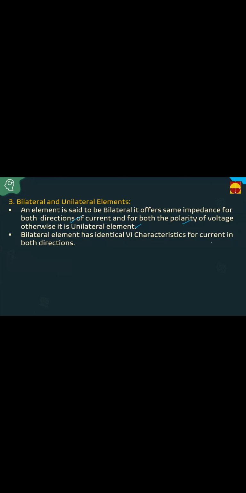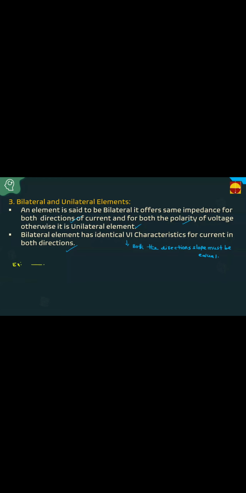A bilateral element has identical VI characteristics for current in both directions. It has identical VI characteristics, not just one equation of a straight line. Both directions must have identical characteristics. That is, the slope in both directions must be equal. Then we can say that it is a bilateral element. Otherwise, it is a unilateral element. That is, an element is said to be bilateral if it offers the same impedance for both directions.